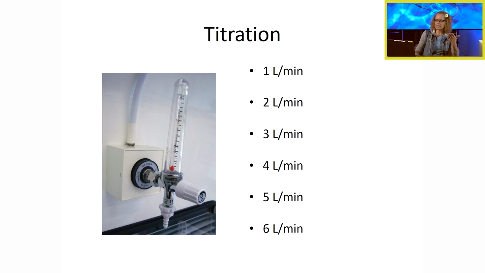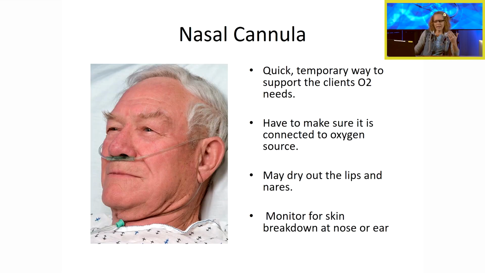We can go up to 6 liters with the use of a nasal cannula. It's a quick, temporary way to support the client's oxygen needs. We have to make sure it's connected to the oxygen source, right? Always follow your tubing. Always track your tubing. Make sure it goes from the patient to the flow meter, that the flow meter is on, and that there are no bed parts or the patient's body which is impinging on the tube, thus occluding the tube and occluding the flow of oxygen, okay?